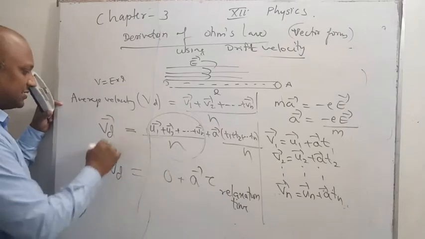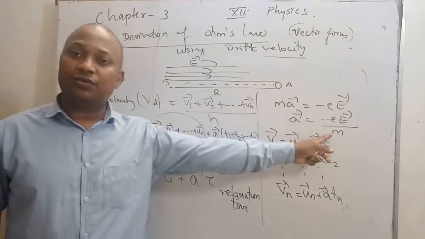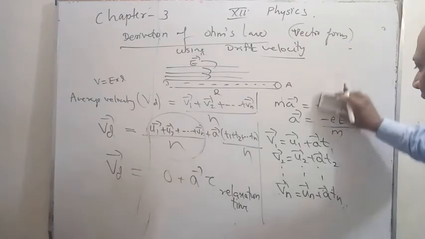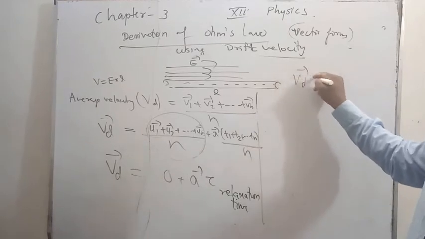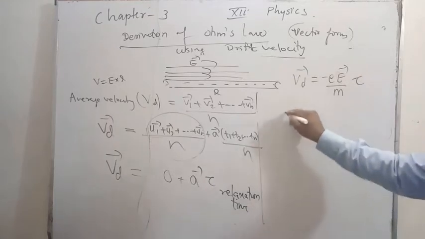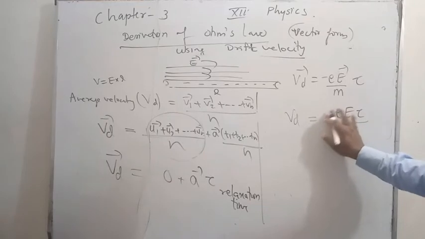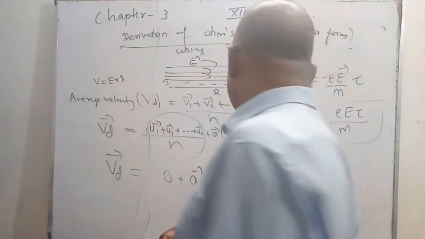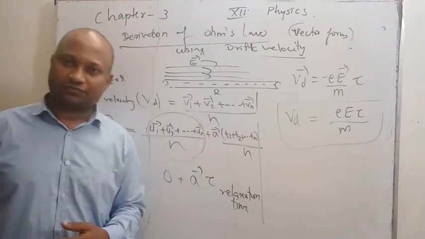So this is the average velocity, drift velocity is equal to a tau, and a you already know, so put this value here. When you put the value, you will get a is equal to eE upon m. So vd is equal to eE tau upon m. If we write the magnitude of drift velocity, it is this. The negative sign in a vector quantity shows only the direction, not the magnitude. So vd is eE tau upon m, that is called drift velocity.